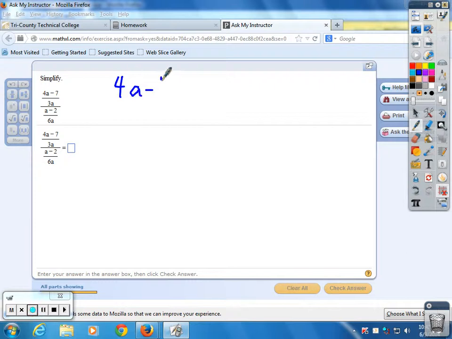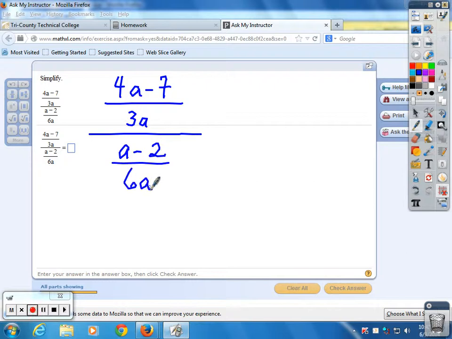4a minus 7 over 3a over a minus 2 over 6a. You got a fraction divided by a fraction. So if you want to tackle this, you could multiply by 6a over 1 over 6a over 1, but that would be the long way of doing it. You need to multiply by the reciprocal.